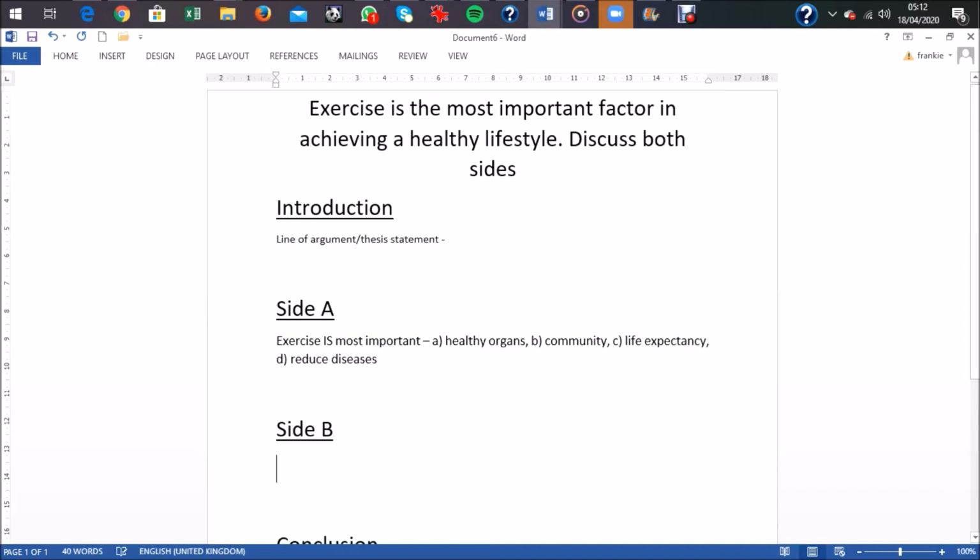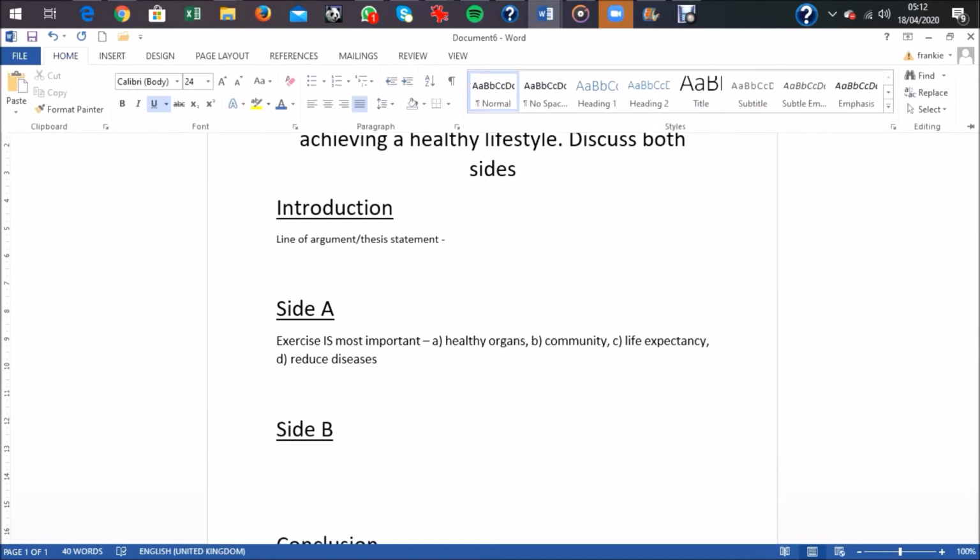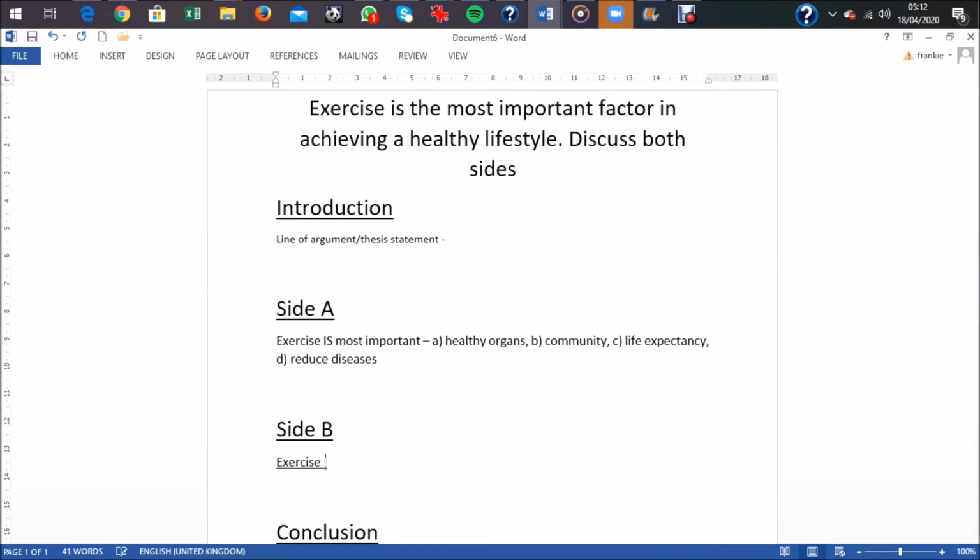On the other side, you're thinking about why it isn't the most important thing. So exercise isn't most important. Okay, so let's look at a few reasons why it might not be the most important thing. Maybe you could say it's a combination or a balance between exercise, food and sleep, social, maybe the hierarchy of needs. You could cite Maslow in there if you wanted.